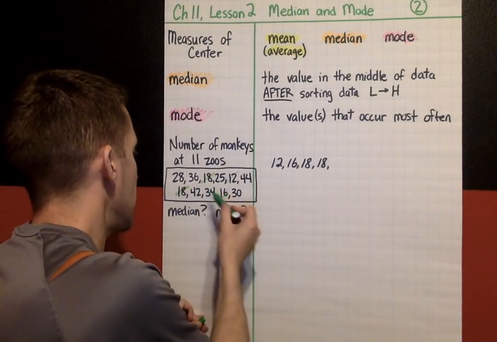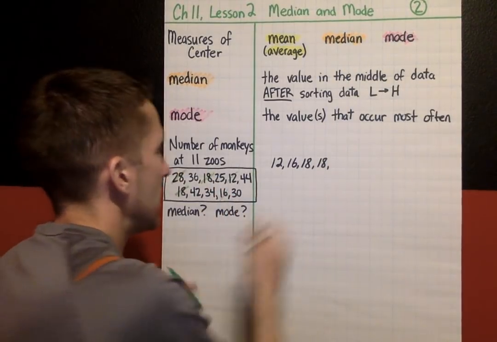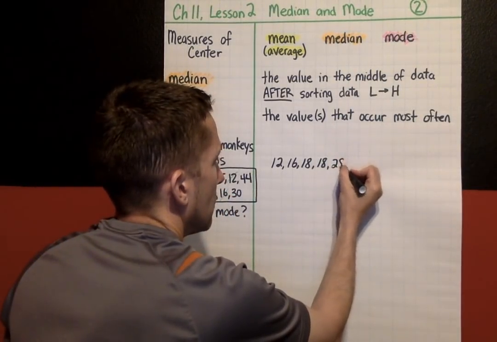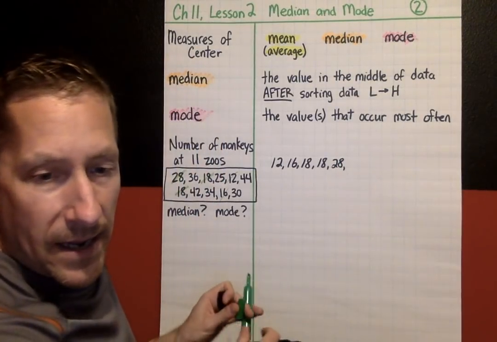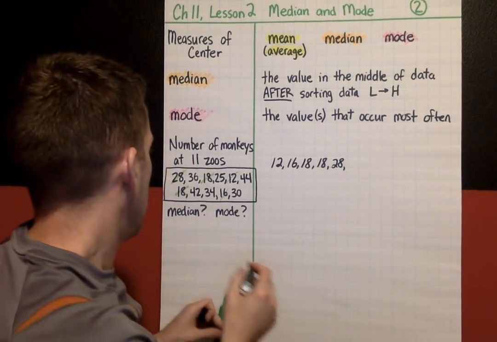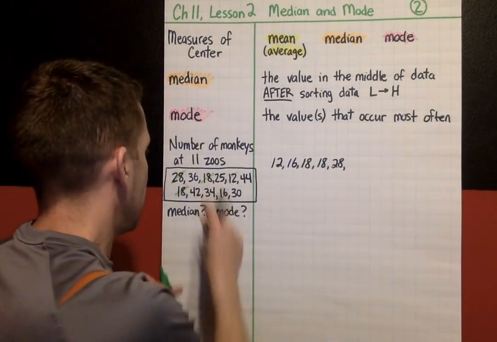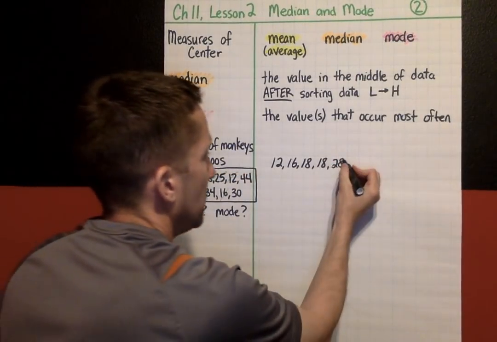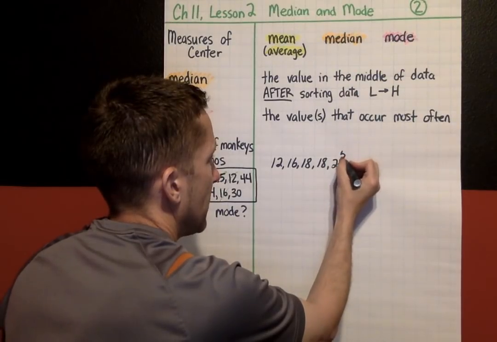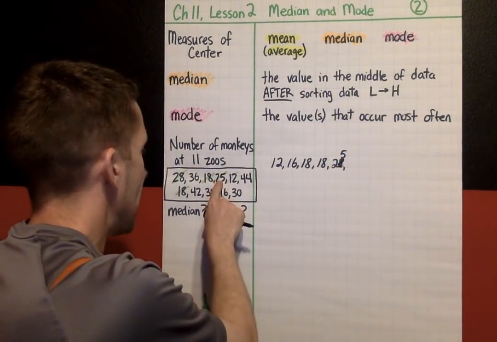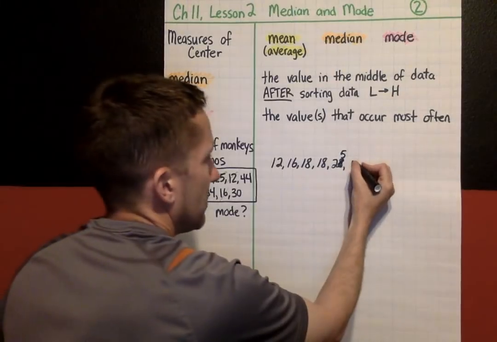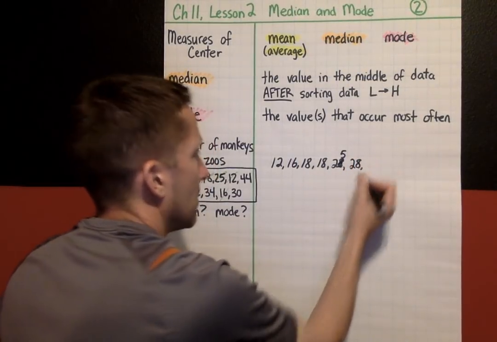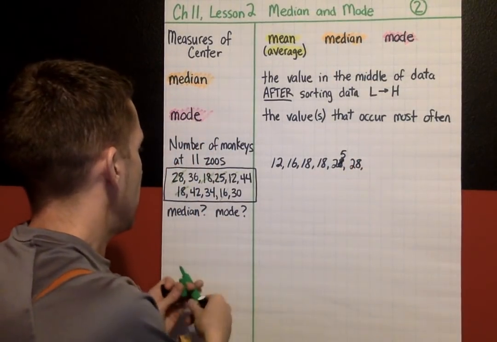I almost picked 30, not being careful. 28. And, oh, look at that, I did make a mistake. It's actually 25. This is exactly what I'm talking about. So this should be 25. So 25 is the next. 28 comes after 25.